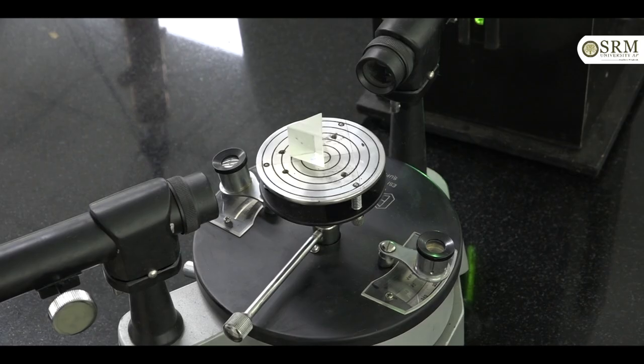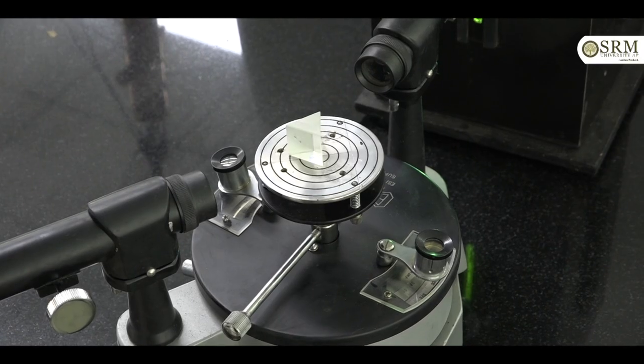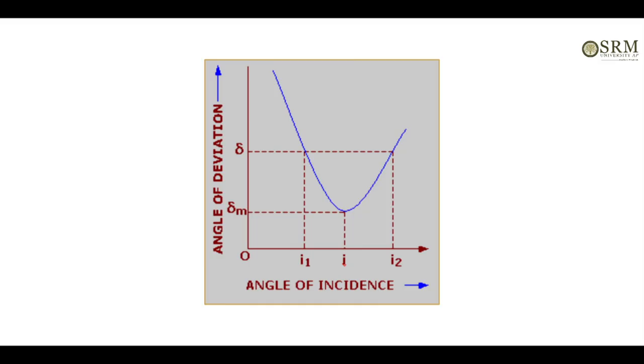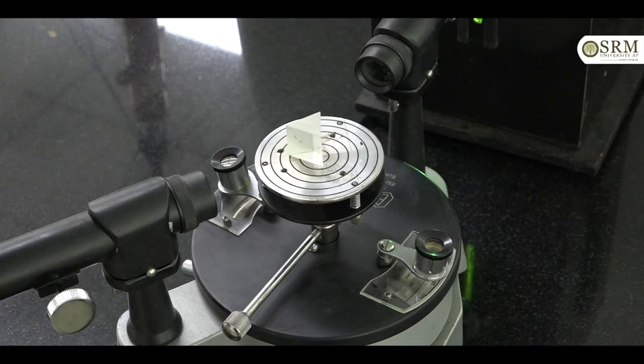After finding the angle of deviation, draw the graph between angle of incidence and angle of deviation, with angle of incidence along the x axis and angle of deviation along the y axis. From that graph we will find the angle of minimum deviation. This is the experiment.